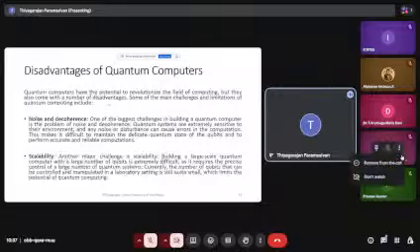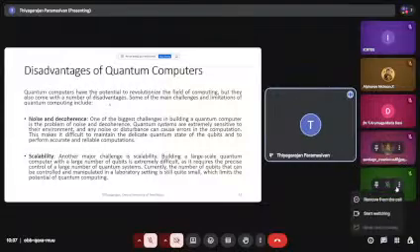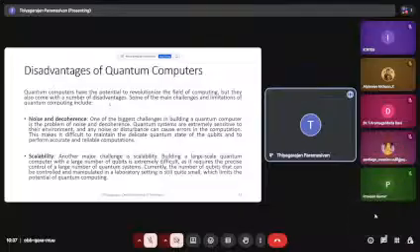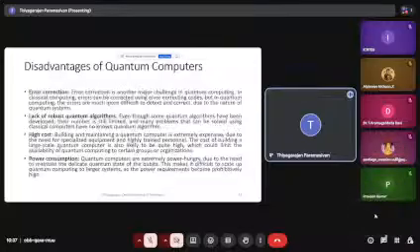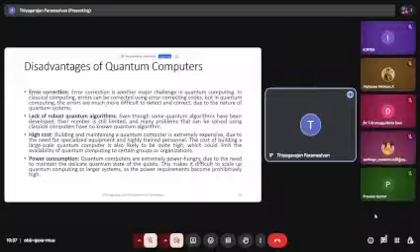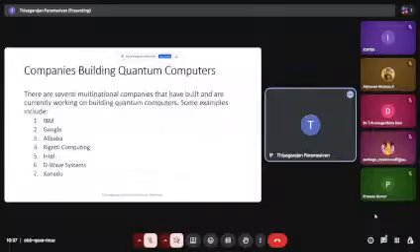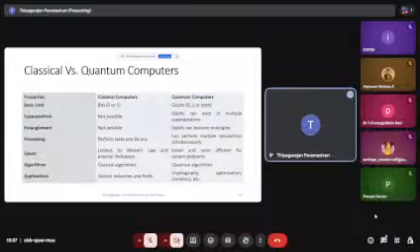Having said the advantages, the disadvantages are noise and decoherence, and scalability. Error correction, a lack of robust quantum algorithms, and high cost and power consumption are some of the disadvantages of quantum computers. These are the companies working on quantum computers: IBM, Google, Alibaba, Rigetti Computing, Intel, D-Wave Systems, and Xanadu. And these are the basic differences between classical and quantum computers.